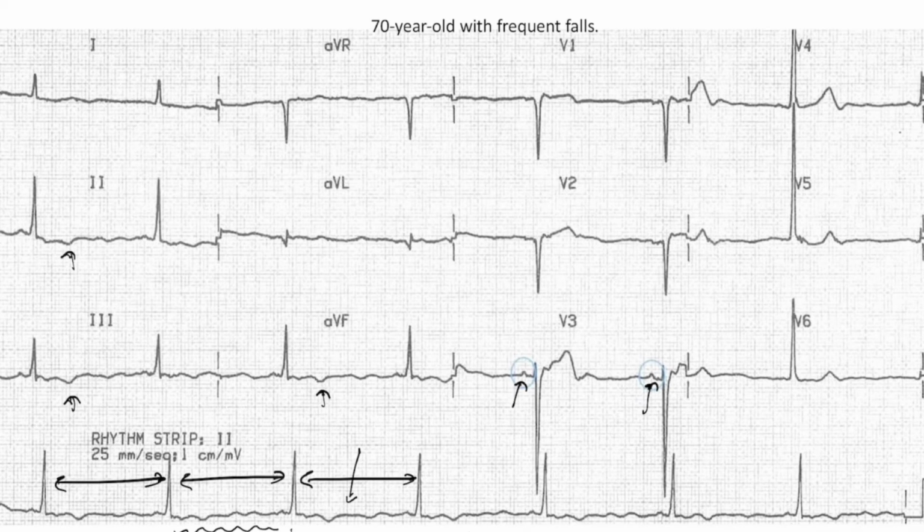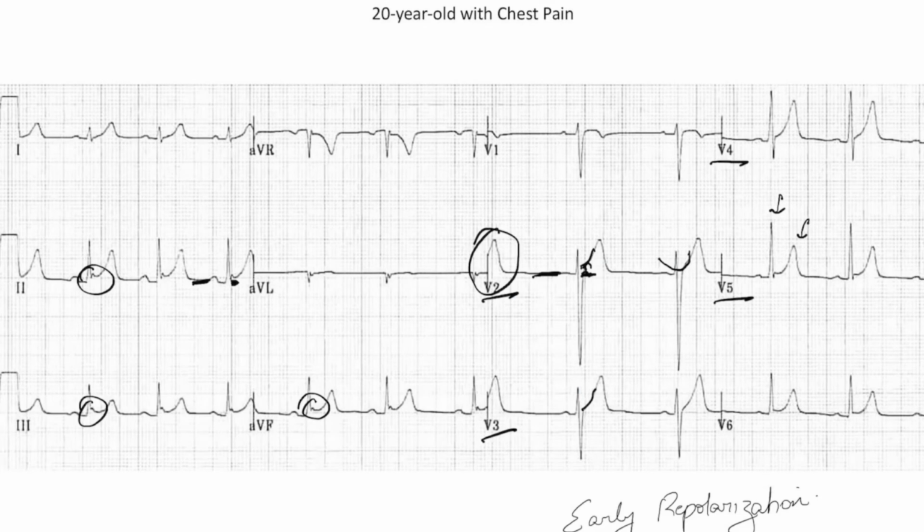So to quickly review everything we've seen, early repolarization abnormalities are typically seen in younger individuals, and you see mild ST elevation, particularly in leads V2 to V5. There is the characteristic notching that you see at the end of the QRS complex, and usually the ST elevation isn't very pronounced and it's concave upwards.